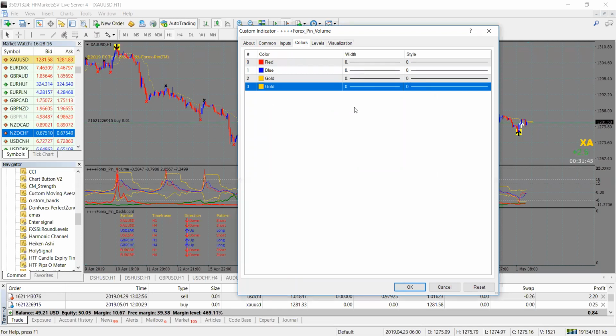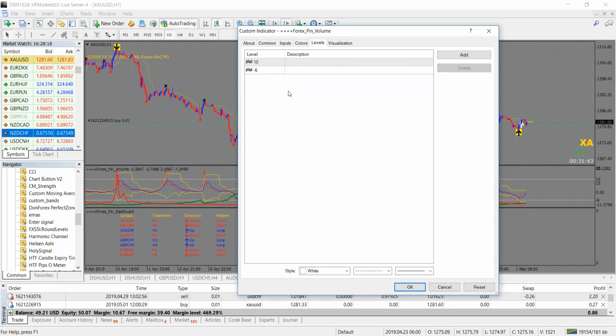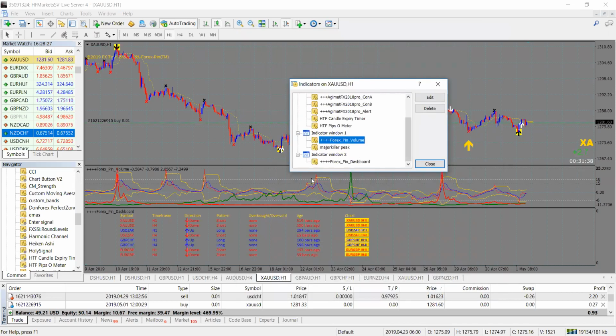Now, I didn't change anything here in the default set. The only thing I added was two particular components. I added a 10 level and a -6, and I made them white. Now, you might want to ask, why did I add those levels? Those levels just give me a visual representation of how the price of a pair has jumped up high. So when I see the forex-pin line go above that line, I know it's a warning to let me know that this pair has really spiked high.